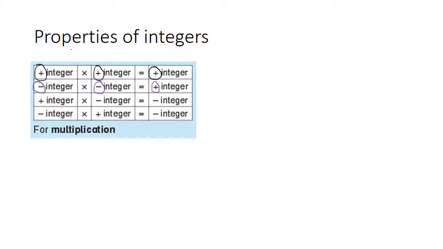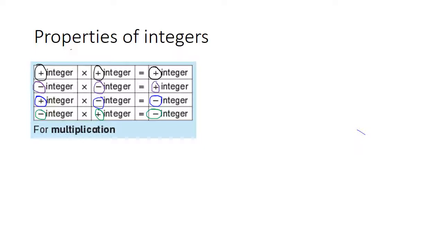The next one, if we've got a positive integer multiplied by a negative integer, our result, or the product, will be a negative integer. And the same if it's just swapped over. If we have a negative integer multiplied by a positive integer, the result or the product is a negative integer.